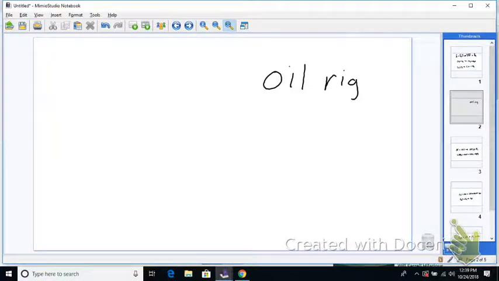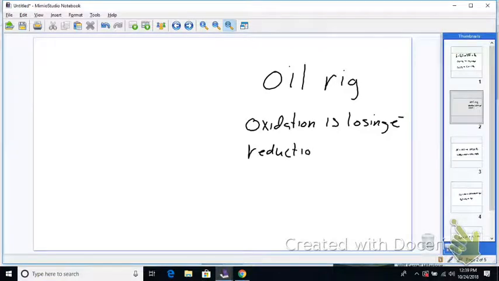So, O stands for what? Oxidation is losing. Losing what? Electrons. Okay? Reduction is gaining electrons.